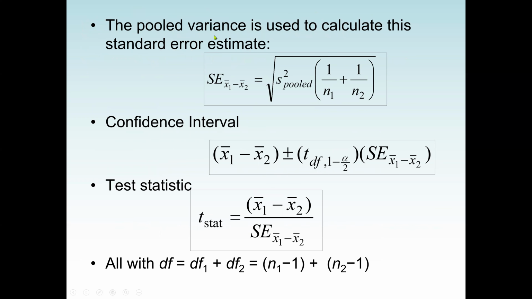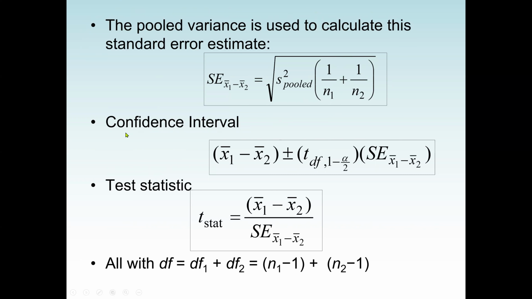Now with the pooled variance, we use the formula below to find the standard error of the difference, which is the square root of the pooled variance multiplied by 1 over N1 plus 1 over N2. N1 and N2 again are the two sample sizes of the independent samples.